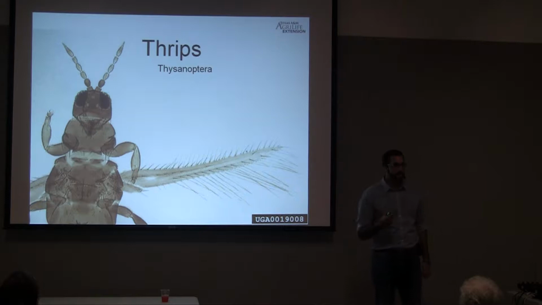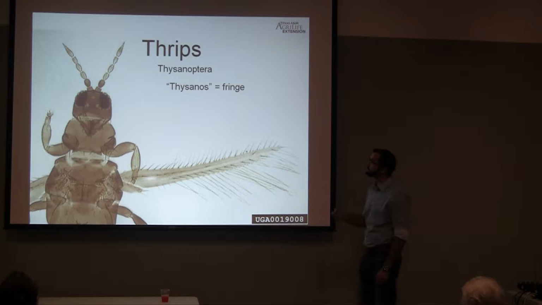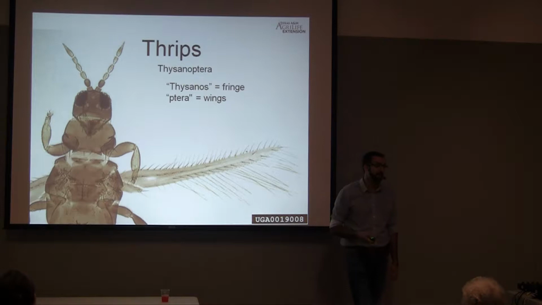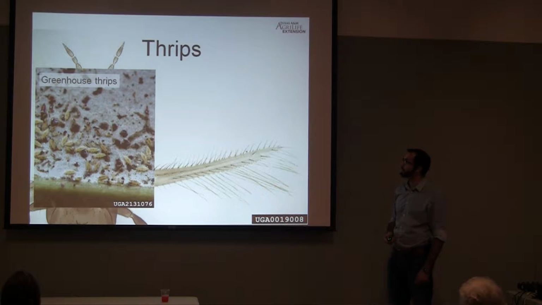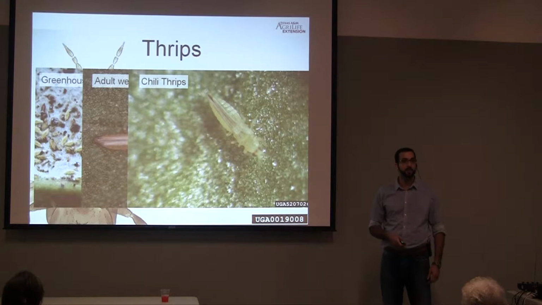All right, so now recognizing some of the main insect pests and understanding a little bit about their biology. We have thrips, which belongs to the group Thysanoptera. Thysanos means fringe, and Ptera means wings. They have these fringed wings, that's where their name comes from. We have many different species. For example, the greenhouse thrips, the adult western flower thrips, which many of you here may be very familiar with, too familiar with, and also the chili thrips, which perhaps many of you are also too familiar with.